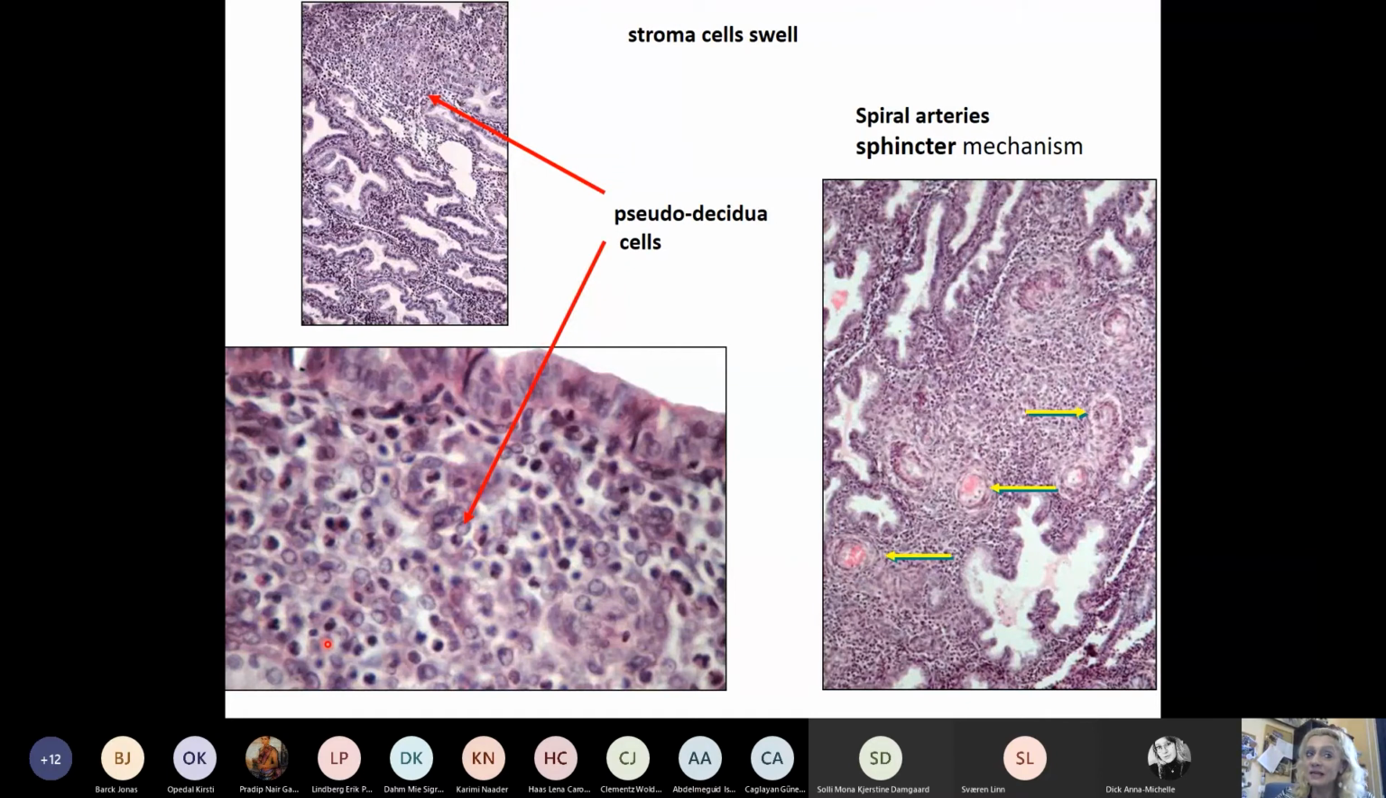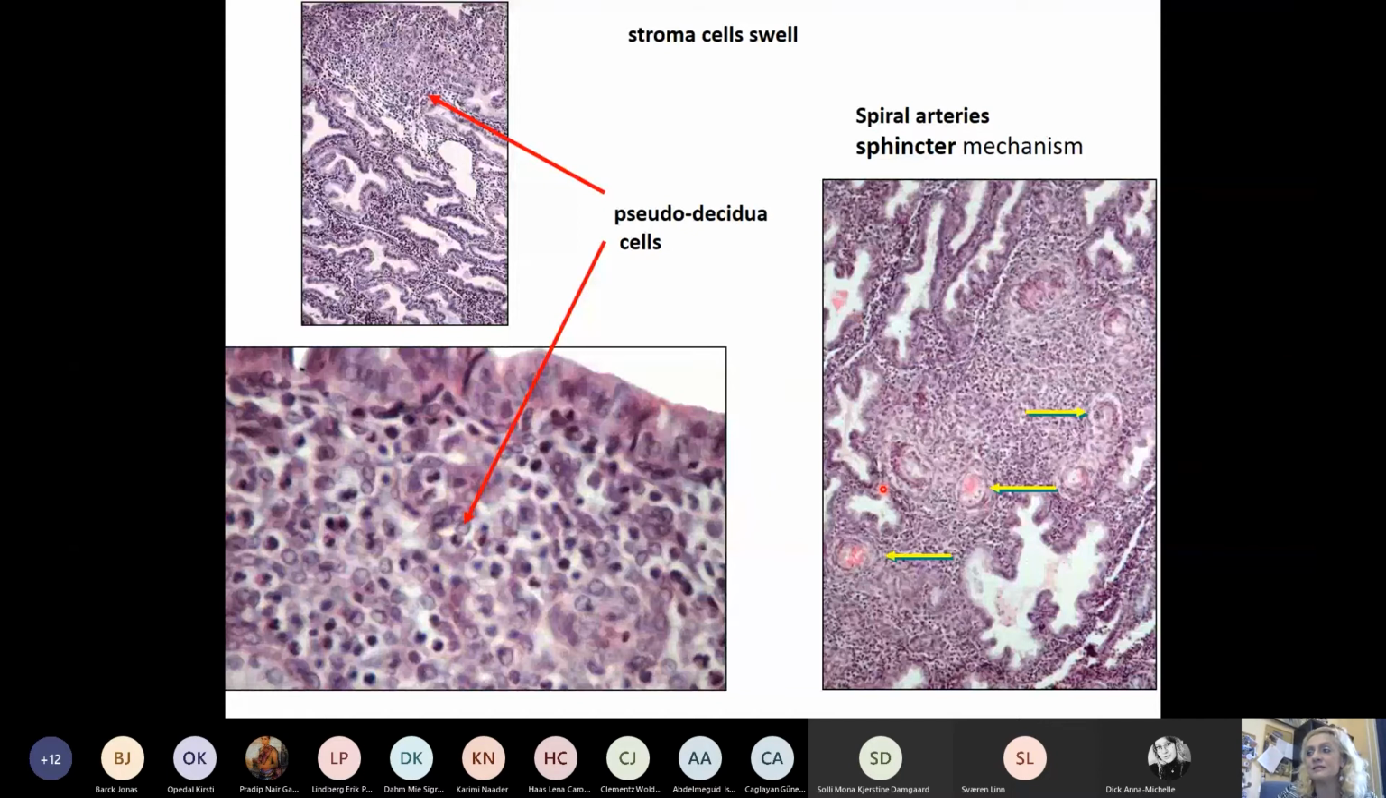And at this stage in the secretory phase, we call them pseudo-decidua cells. Pseudo means fake, just like the pseudo-stratified epithelium, which is a fake stratified epithelium. So pseudo fake decidua cells. Decidua, you will soon hear, is the pregnant endometrium. So pseudo-decidua is the fake pregnant. This is not pregnancy yet. It's the secretory phase. So these are called pseudo-decidua cells, which will be decidua cells when we have pregnancy.